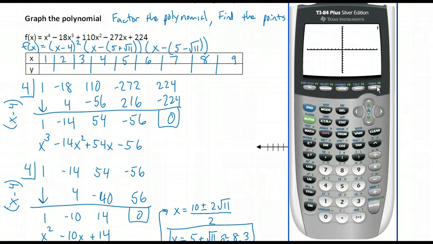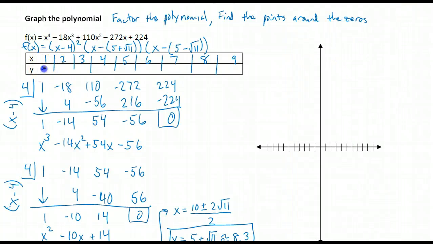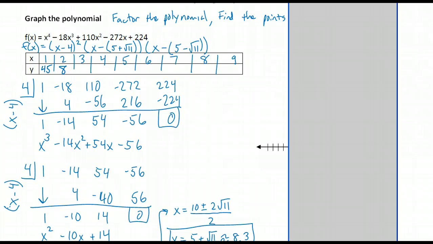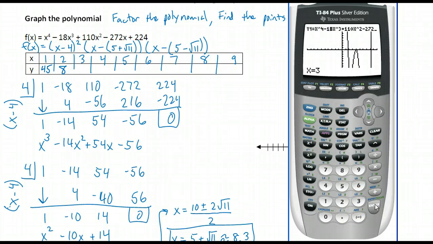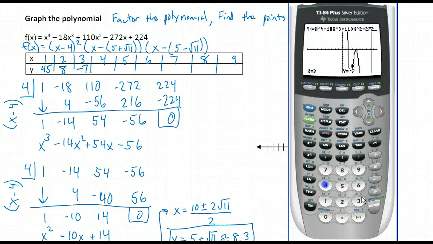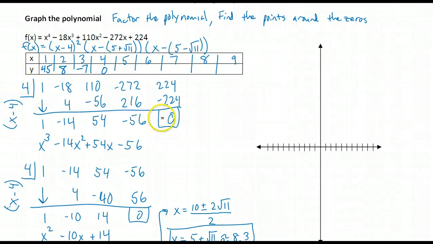Now if I hit graph, and then hit the trace button, I can type in all of these values. I can type in 1, and my answer is 45. I can type in 2 and get 8. And I can type in 3 and get -7. And 4, hey, I get 0. I knew that. 4 was a 0.